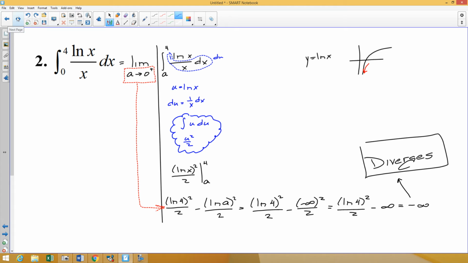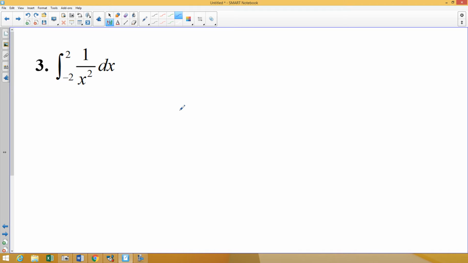So I want to look at one more, and that's this one. And this one, again, if you're not paying attention, you may not recognize the improper behavior. And this is a sneaky problem, because if you don't recognize this as an improper integral, you could actually work this out and think you get the right answer, because no errors will present themselves in your work. And here I'm going to show you what I mean.